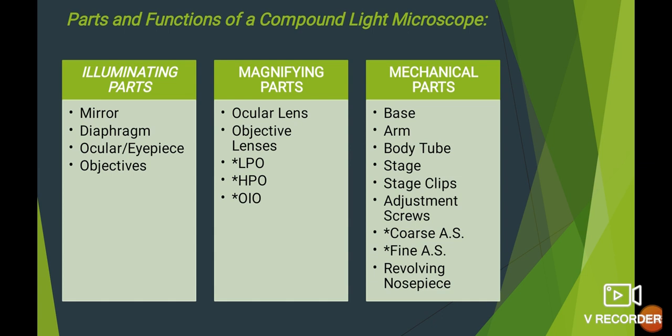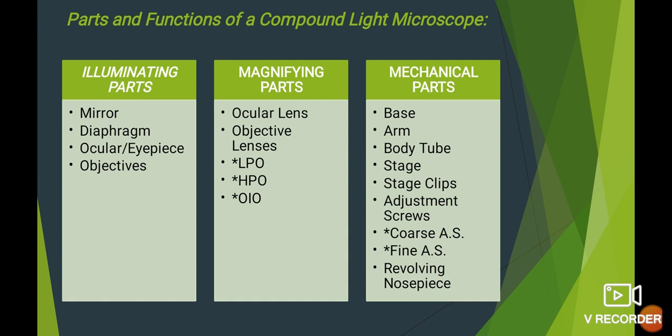So, to magnify or enlarge objects or specimens, we have the ocular lens and the objective lenses, which include the LPO or low power objective, the HPO or high power objective, and the OIO or oil immersion objective. And we have the mechanical parts for support: the base, arm, body tube, stage clips, adjustment screws, which include the coarse adjustment screw and fine adjustment screw, and the revolving nose piece.